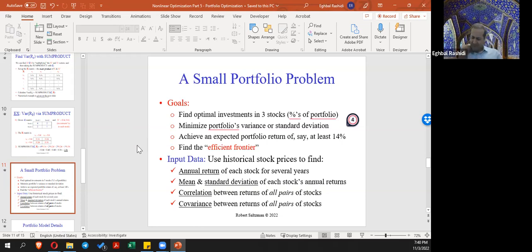The input data is based on historical data: the annual rate of return for each stock for several years. We have stocks for Apple, Bank of America and Merck, along with the average and standard deviation for each stock for different years, 2014 to 2019. I'm also going to find the correlation between each pair of stocks and the covariance between each pair, to be able to compute the variance of the portfolio so that I minimize the risk.